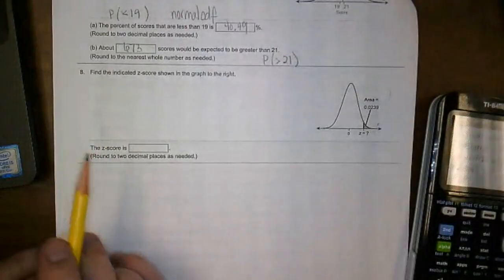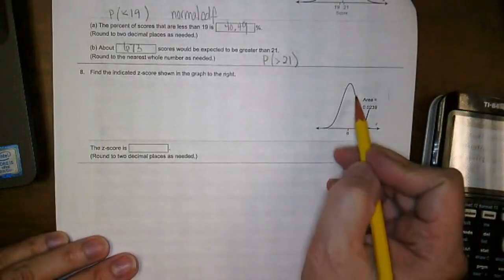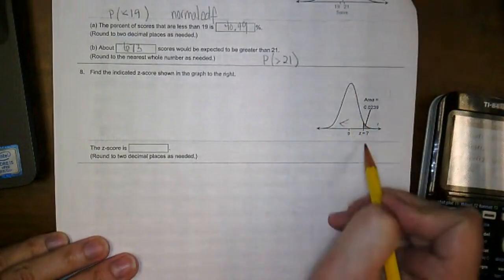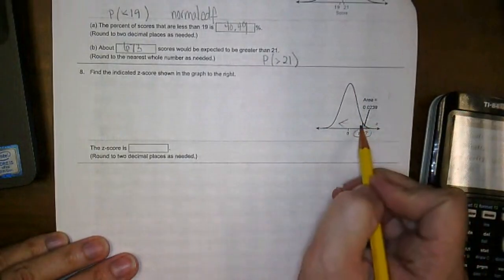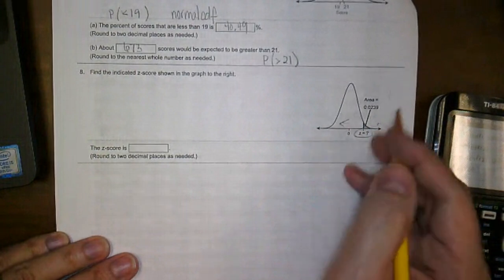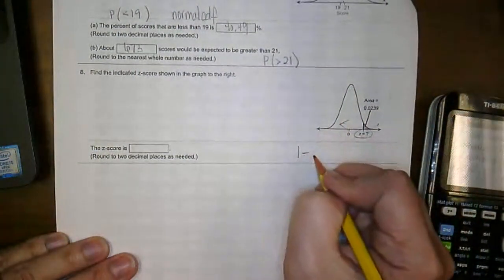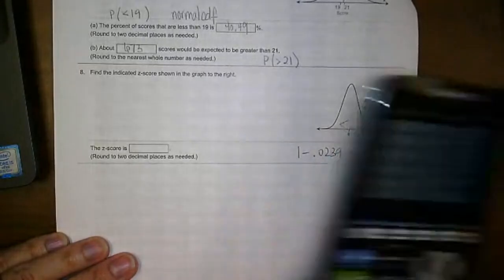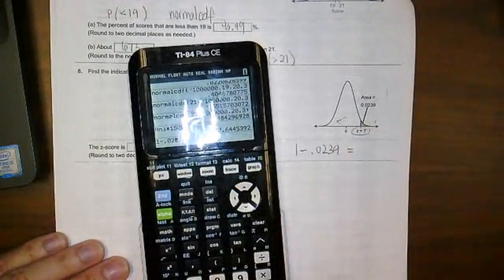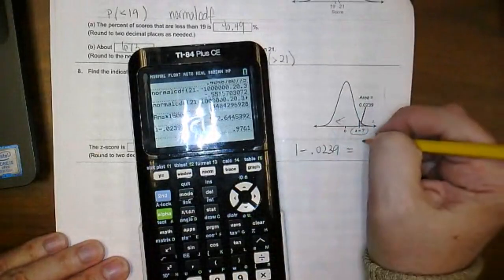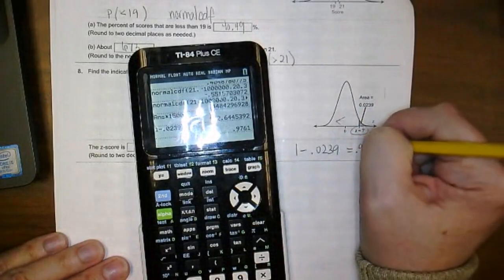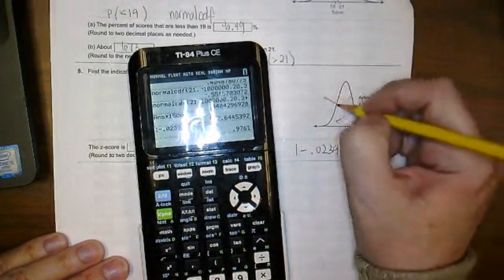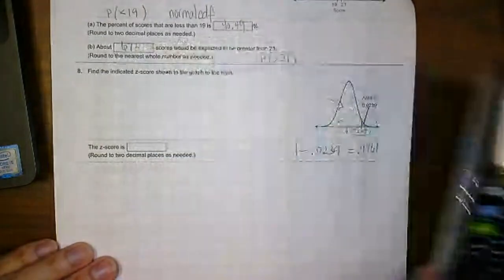Okay, number 8, when we're finding that z-score, remember when we're finding our area, it's always to the left of the graph. So when we have something to the right, I need to take 1 minus 0.0239 to figure out what the area to the left would be. So the area to the left is 0.9761. That's that part.